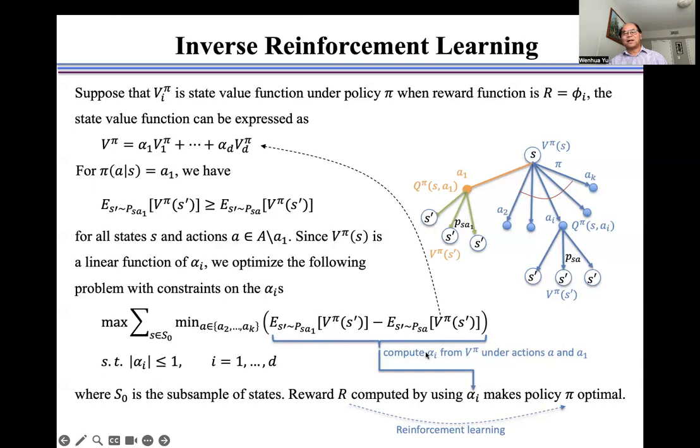Once we find this alpha, then from the definition of the reward function R, we can get the reward R. Once we have this R value, we can use reinforcement learning to find the optimal policy pi.